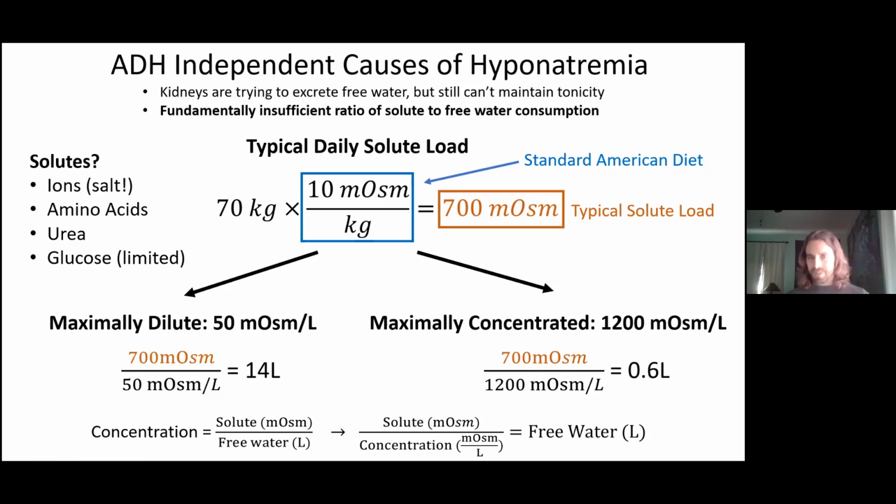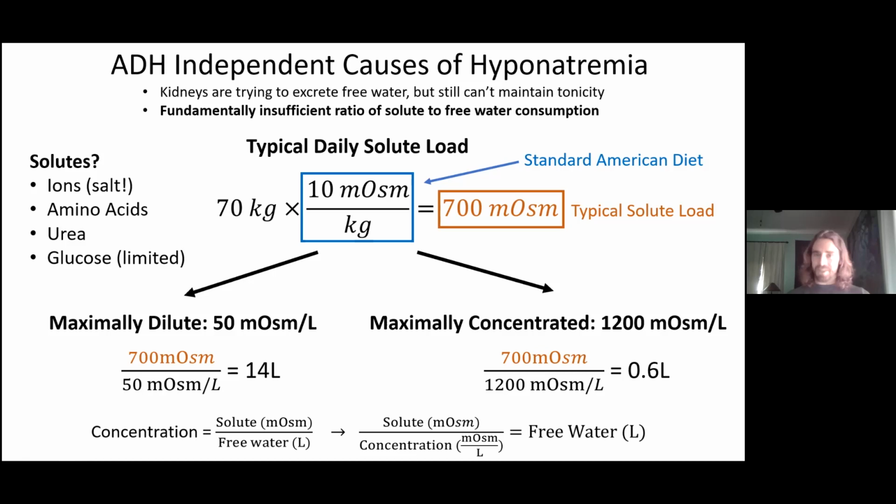And so when we pop this in here, when we are maximally dilute, with that 700 milliosm load, we can ingest 14 liters of free water and still maintain serum tonicity. And conversely, if we maximally concentrate our urine, we can ingest as little as 0.6 liters of free water and still maintain our serum tonicity. So that's how impressive and amazing the kidneys are. And this is why it doesn't really matter all that much how many cups of water you drink. The kidneys, for the most part, should be able to handle it and maintain your serum tonicity.